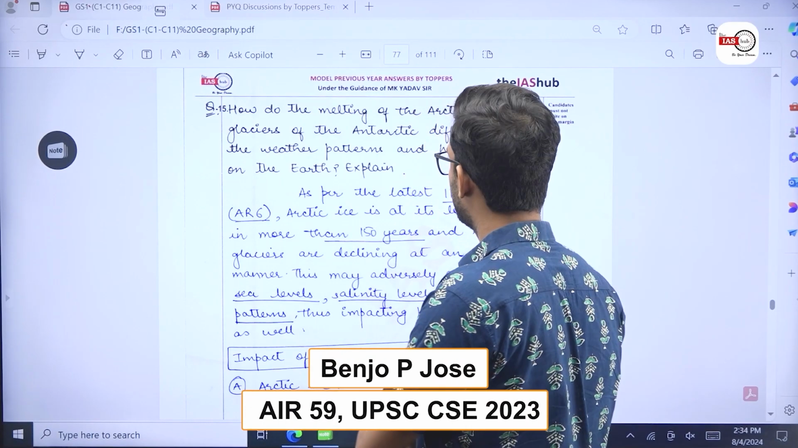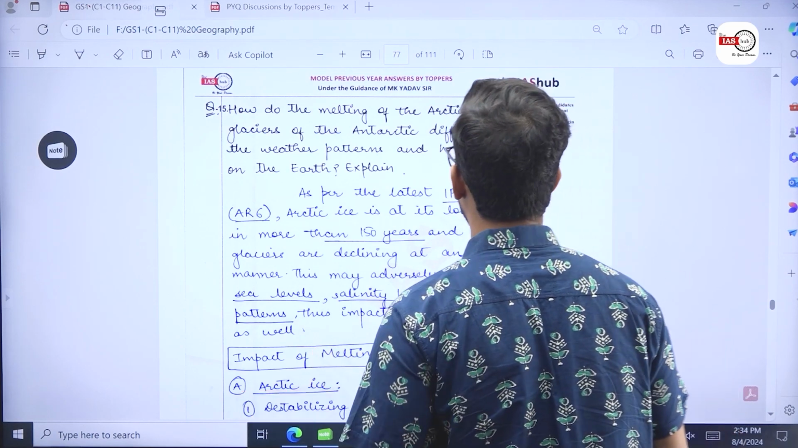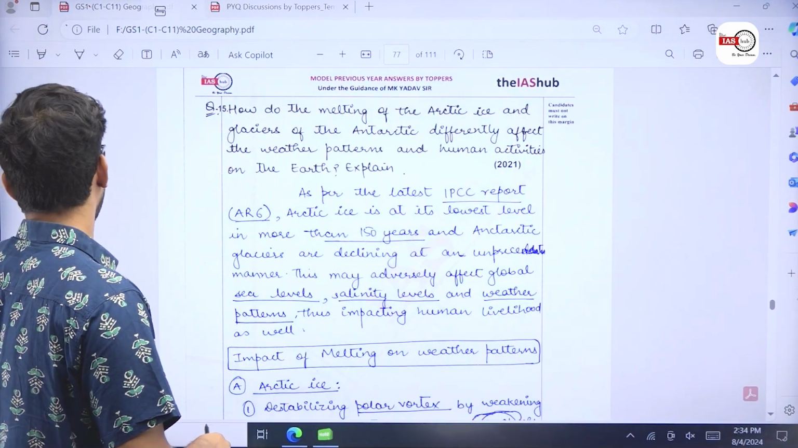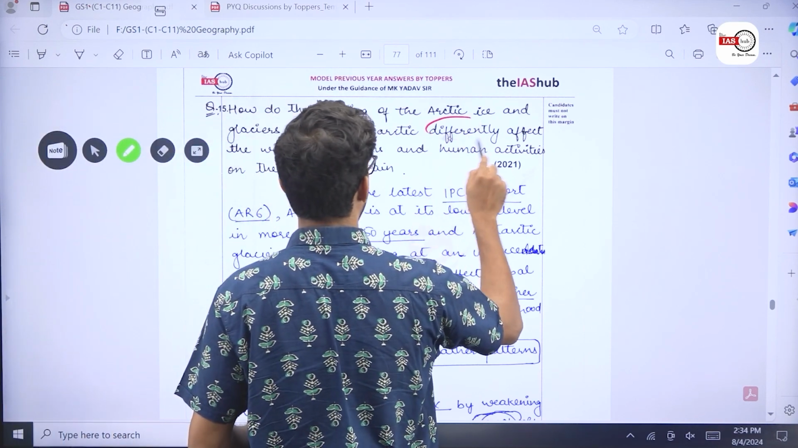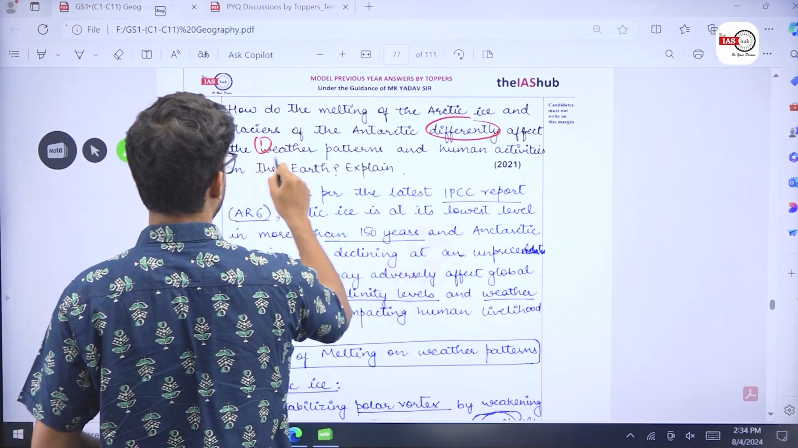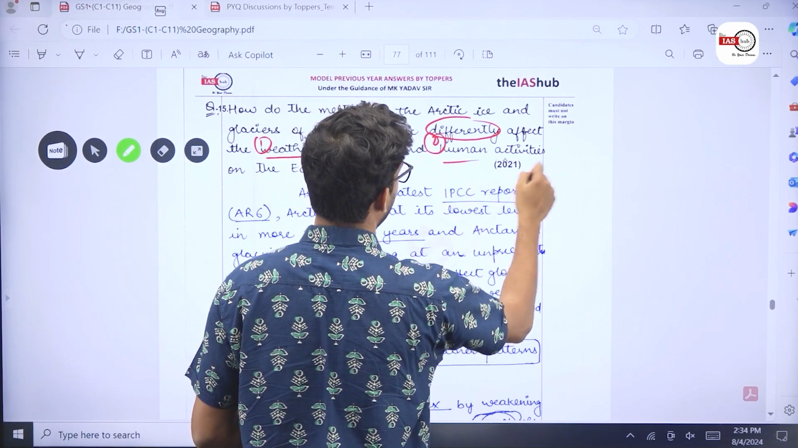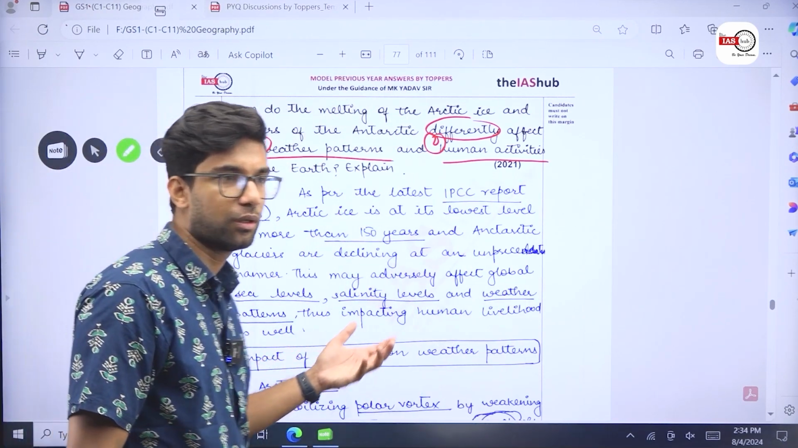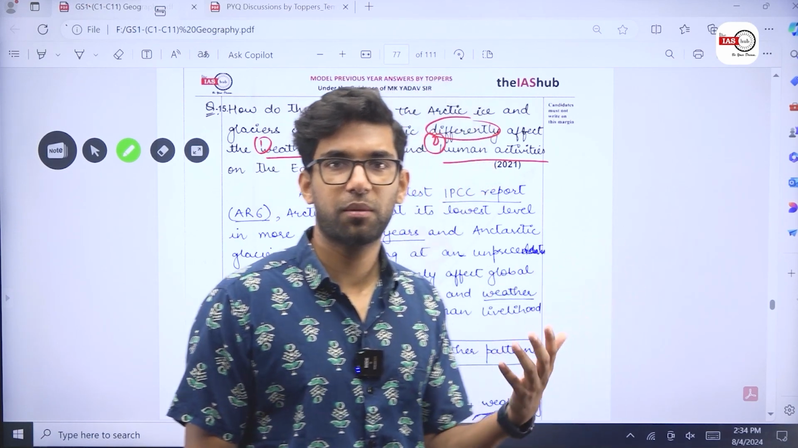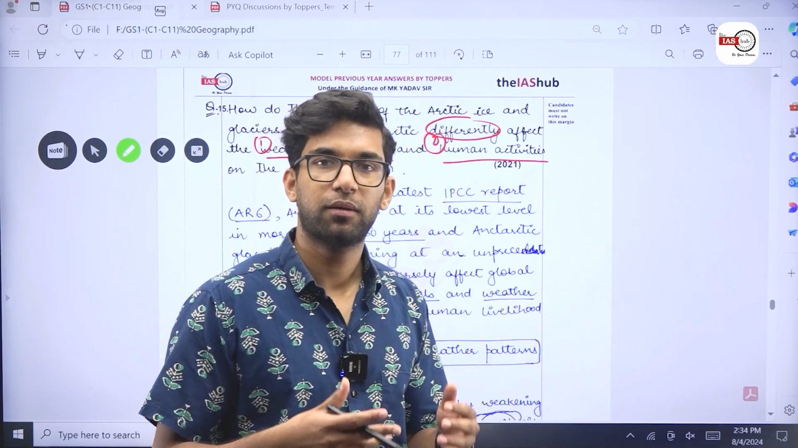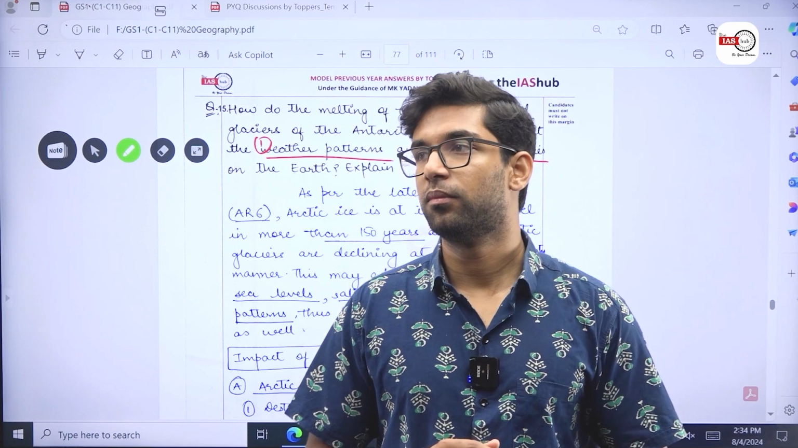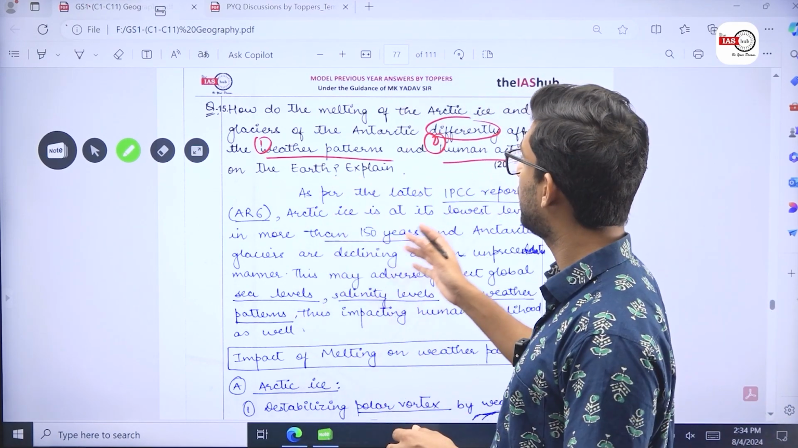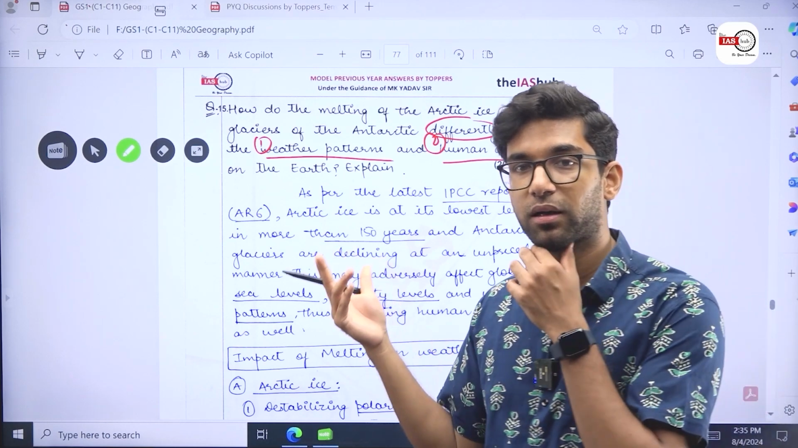So the next question is from geography. How do the melting of Arctic ice and glaciers of the Antarctic differently affect weather patterns and human activities? In my opinion, this is a difficult question because we don't study directly about the effects of the Arctic or Antarctic. We just read through it, but separately, what is the Arctic's impact and what is the Antarctic's impact.